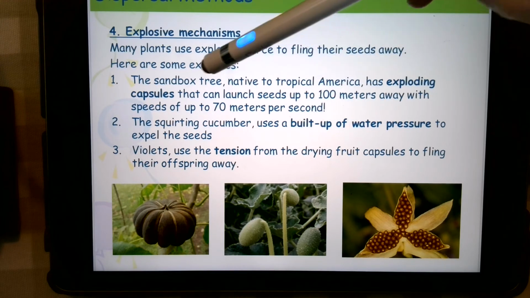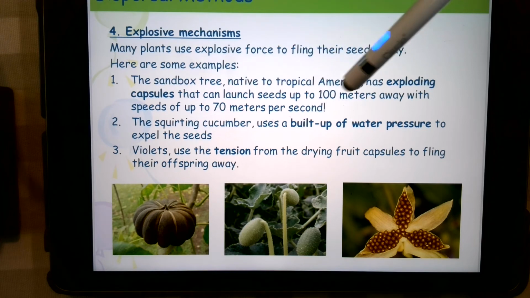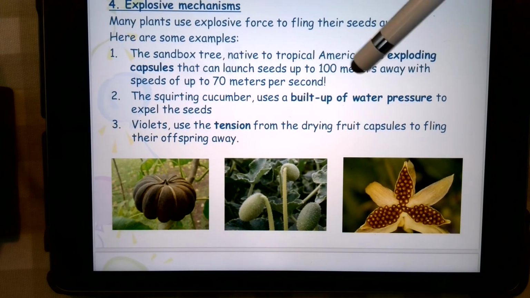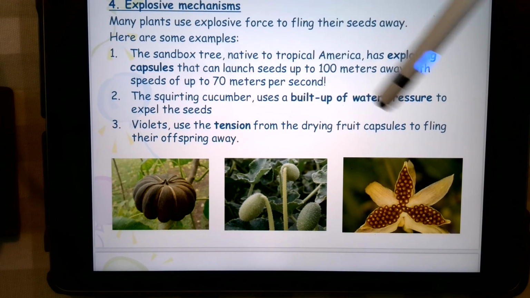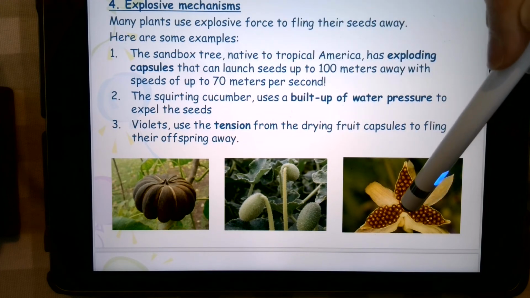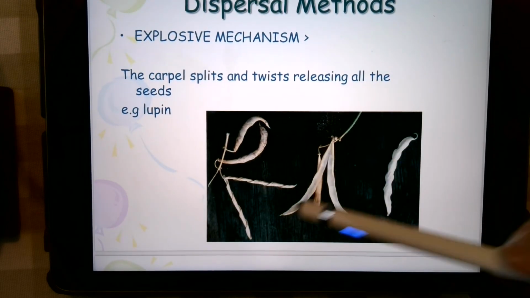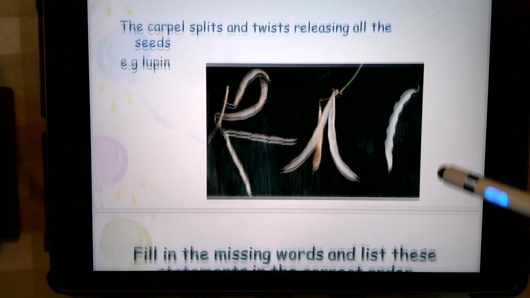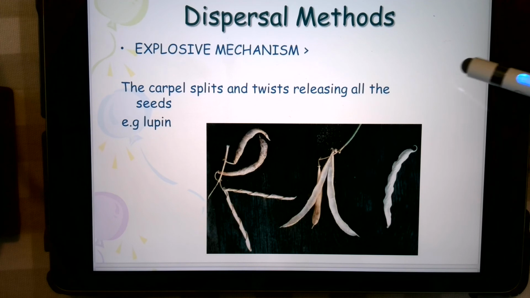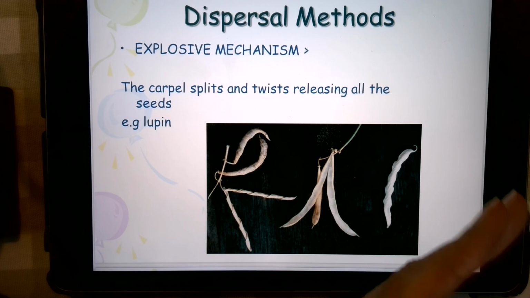You can see they often dry and wither, and they can launch seeds in some plants up to 100 meters away with speeds of 70 meters per second. There are also special fruit called squirting cucumbers, and they can build up lots of water pressure to do that. Lupins is another example. They twist up, they dry, and then they flick the seeds out. So those are the main 4 different types of dispersal mechanisms. We've got wind, water, animals, and explosive mechanism.